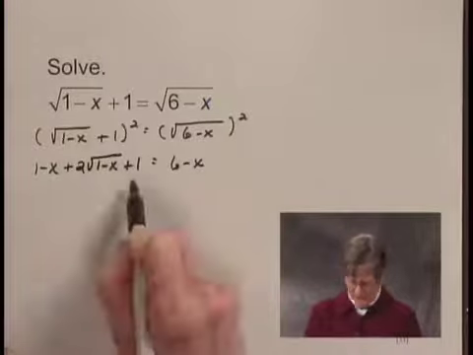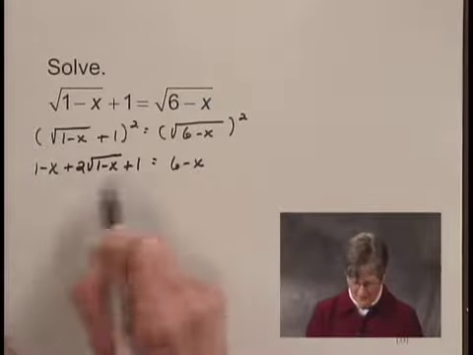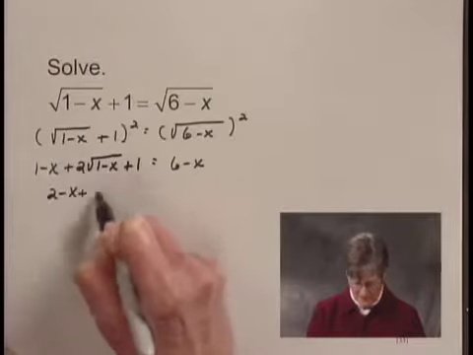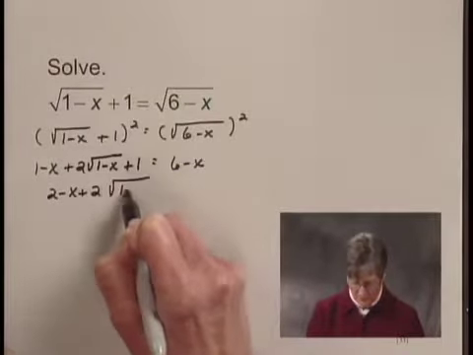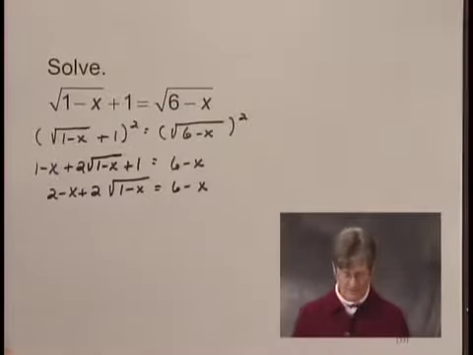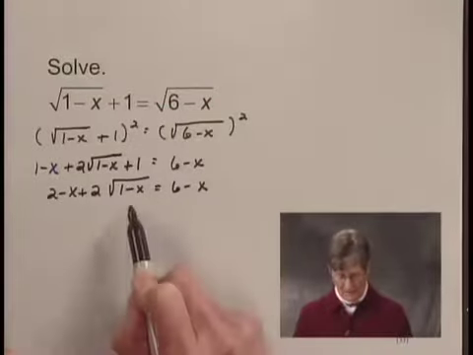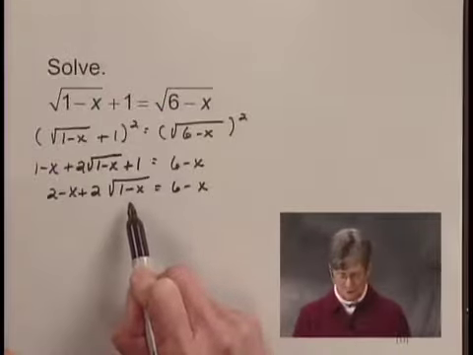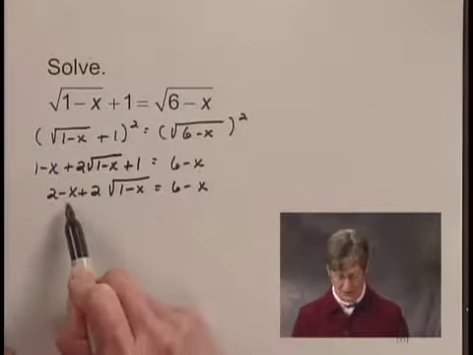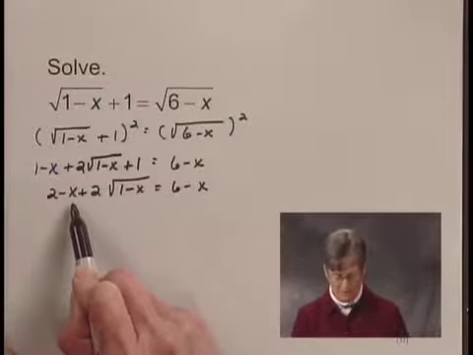Now let's collect like terms on the left-hand side. 1 plus 1 is 2. So I have 2 minus x plus 2 times the square root of 1 minus x, and that's equal to 6 minus x. Now I have a radical left, and I want to isolate it, and I can do that in this equation by subtracting 2 and adding x on both sides.